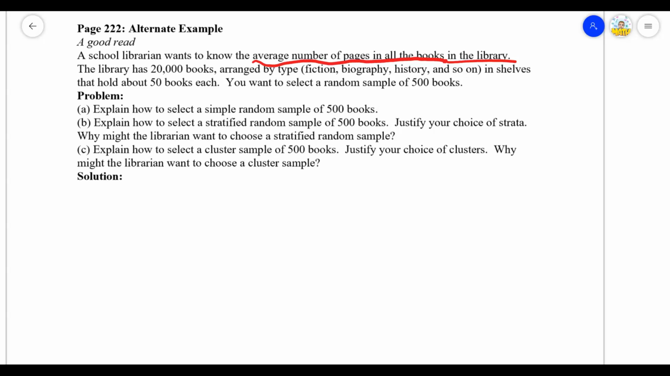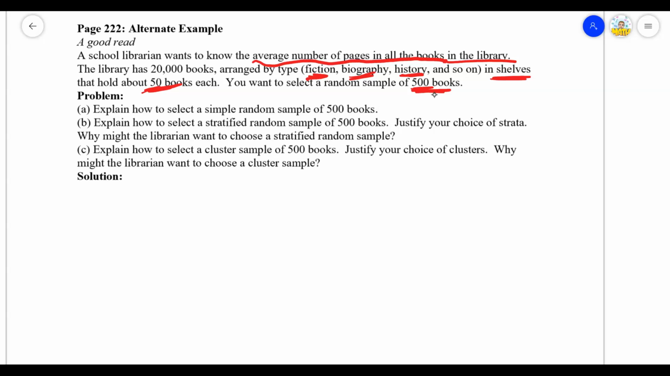Now, as they say in the next line here, the library has 20,000 books. So we could just randomly select 50 of the 20,000, or we could think about how fiction books might differ from history books and biography books and so on, right? But in the end, we want a total of 500 books. We're going to take a random sample of 500 books total. And then they also tell us that each shelf has 50 books on it. So we'll think about that as well.